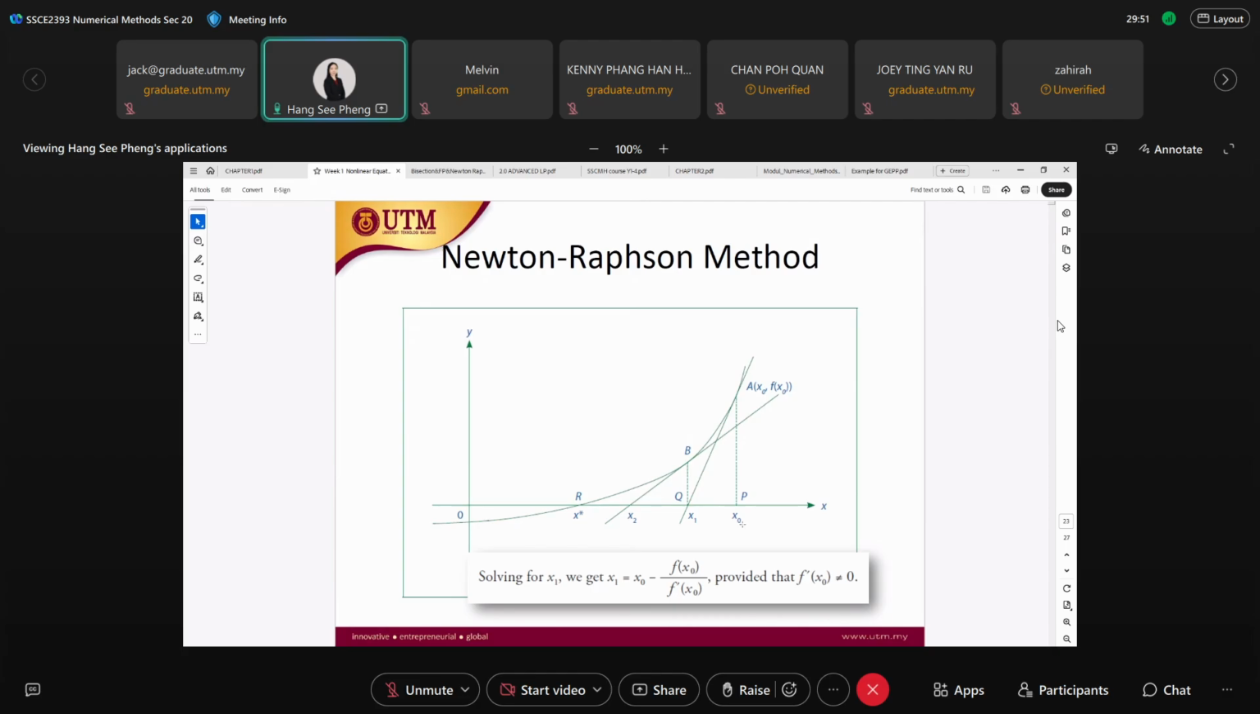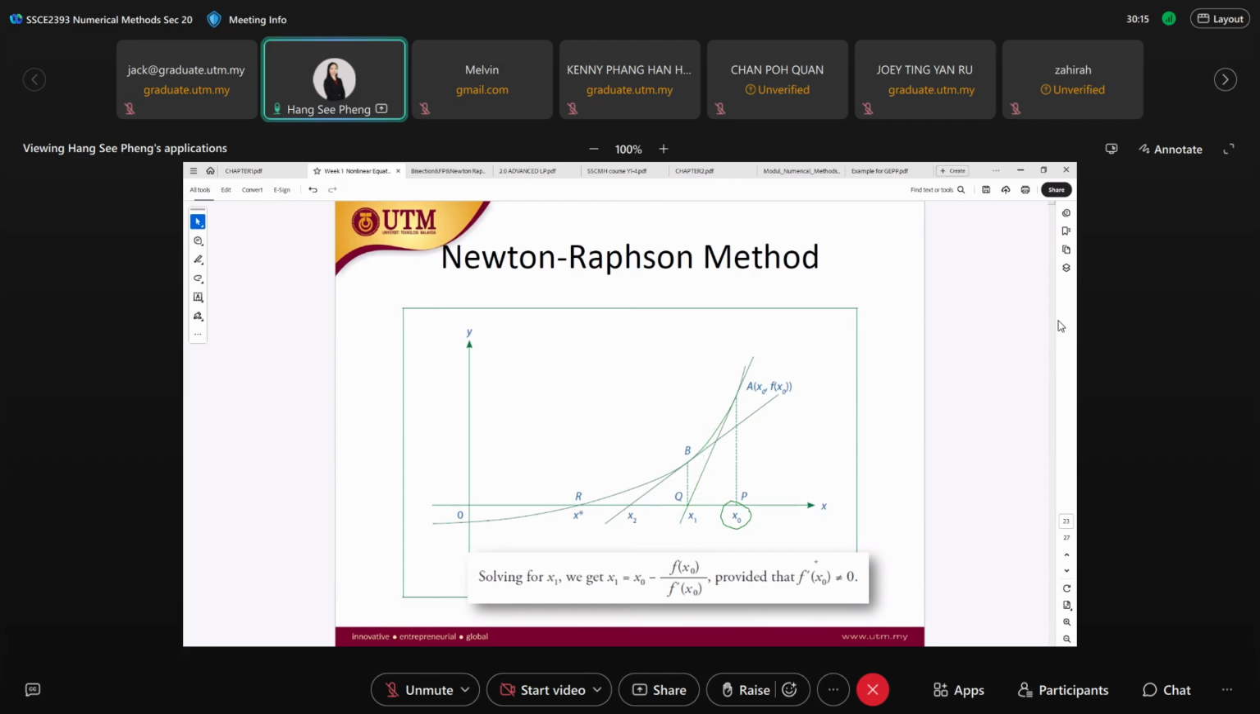From the previous two methods, we always need to have starting values. So this one also has starting values, and we use the concept of tangents to find the iteration until it approaches the value that we want. For example, here we start from x0. The x1 uses this tangent.